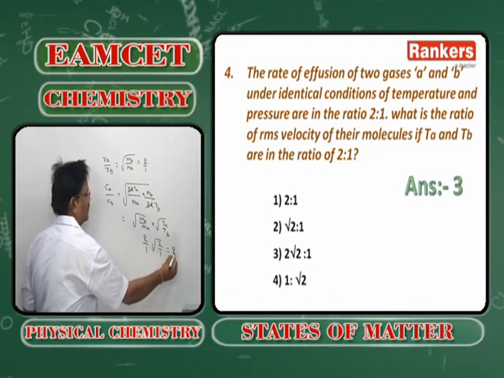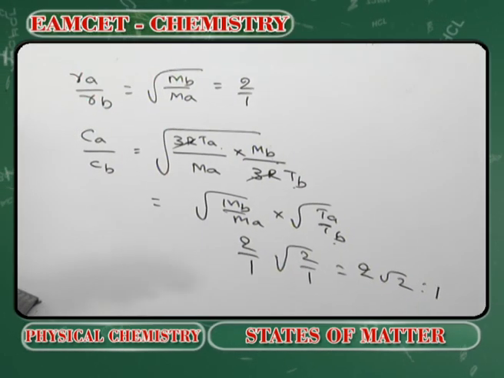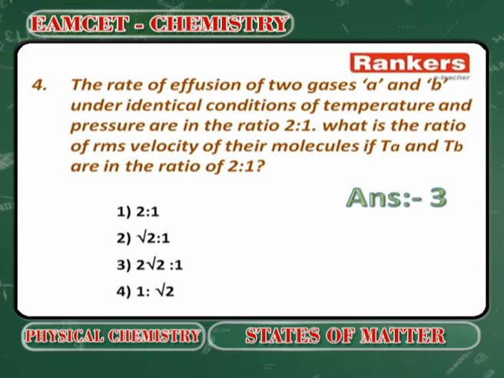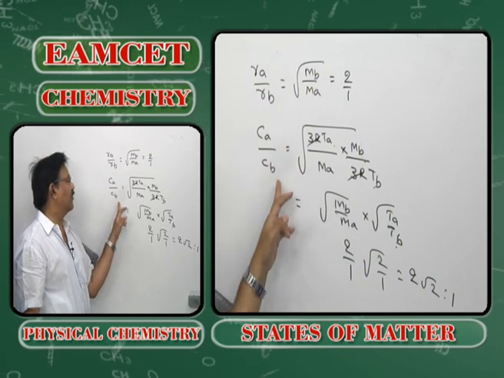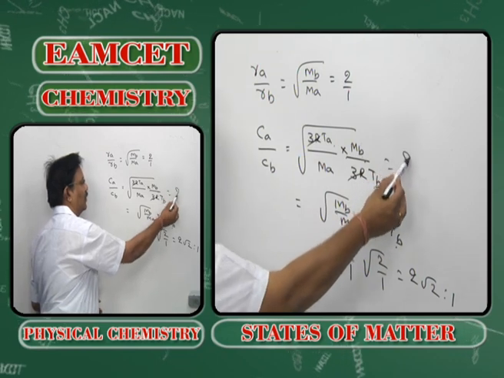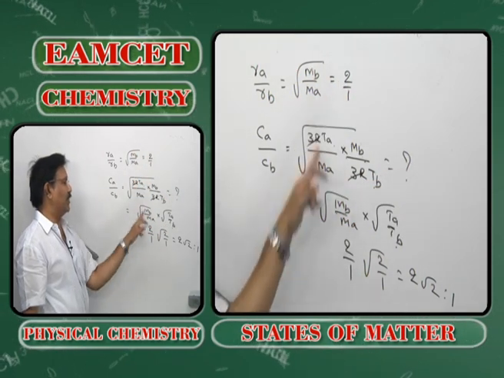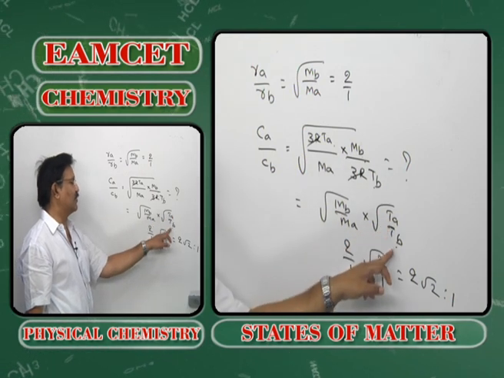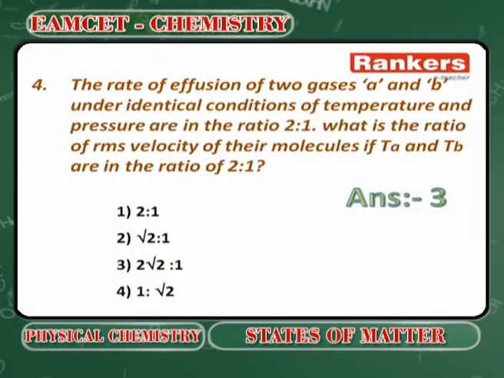So option 3 is the answer. They have just given the ratio of rates of effusion, and the question is: CA by CB is equal to how much? Now MB by MA is equal to 2 by 1 and TA by TB is also equal to 2 by 1. So this is the way to solve it.